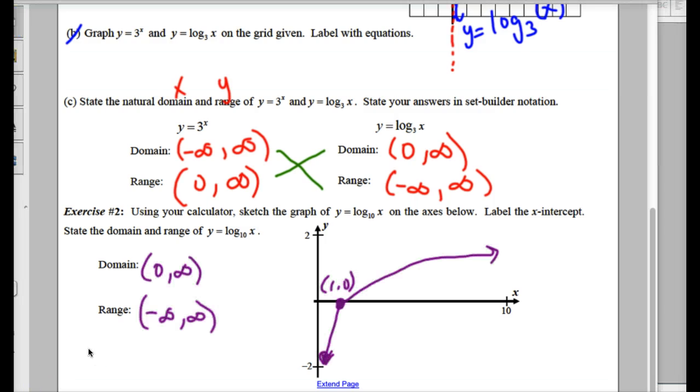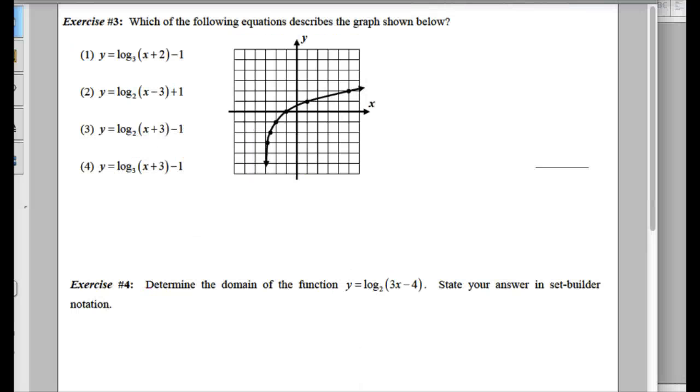Hey, now you got a chance to try that. You should have, first of all, a better looking graph than mine, but you should be able to see that the domain goes really close to 0, but it never touches or crosses it, meaning it never goes into negatives. And the range is, again, from negative infinity to positive infinity. And this will happen all the time for log functions. Moving along, which of the following graphs would describe this situation? Now, this is where you go into your calculator and you graph all of this.